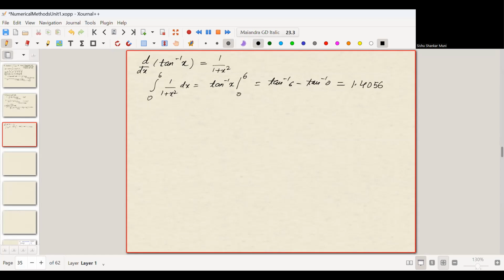Make sure to think about how to compute the inverse of a trigonometric function like tan inverse or sine inverse in calculators. It comes up frequently. Now, 1.4056, this is the analytical result. Whatever we have calculated is the numerical result, right?